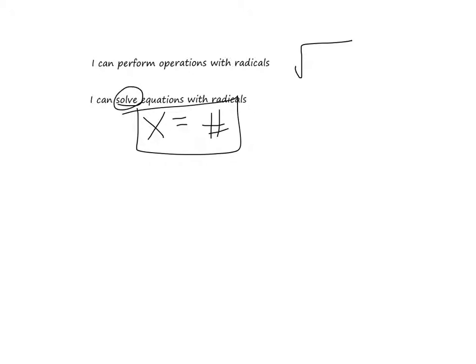Alrighty. So much like we did with rational equations and expressions, we're going to do similar stuff. We're going to talk about operations with radicals, which again is square roots. And we're also going to talk about how to solve equations. So remember, solving means x equals a number. Once you get to that point, then you know that you're done, you've solved. Alright, so let's talk the how-tos.